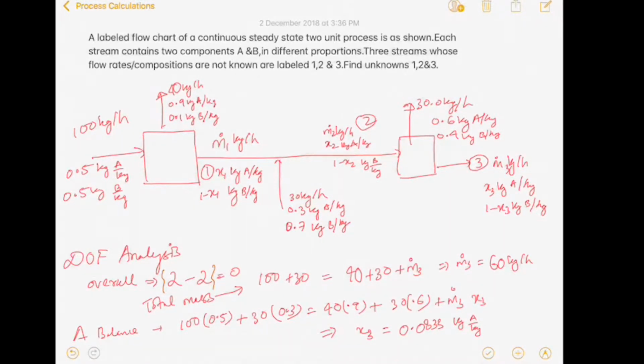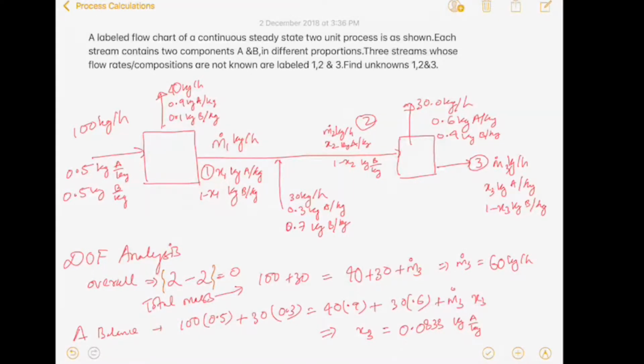A labeled flow chart of a continuous steady state 2-unit process is as shown. Each stream contains two components A and B in different proportions. Three streams whose flow rates and compositions are not known are labeled 1, 2 and 3. Find the unknowns in streams 1, 2 and 3. I would recommend you guys to pause the video and try the question by yourself.